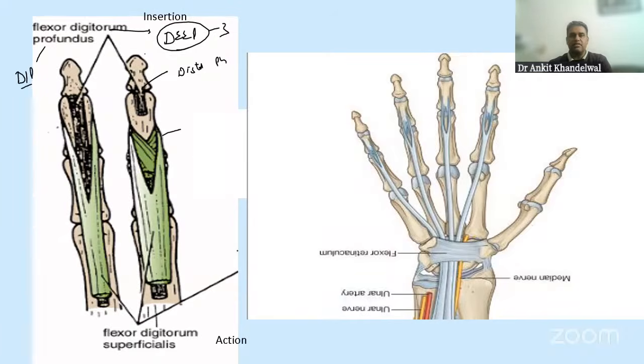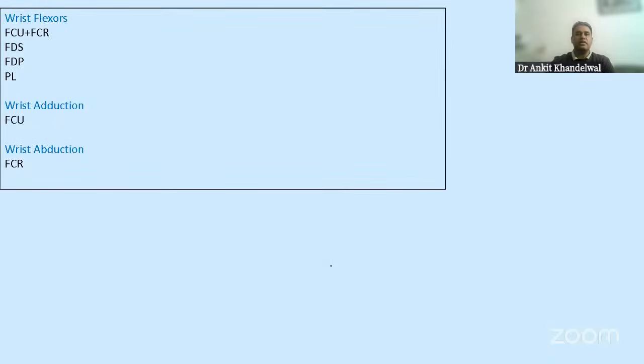But this is the FDS tendon over here. You can see the FDS reaching the middle phalanx. Here also you can see the FDS tendon reaching the middle phalanx. That you understand it. Okay, now just a table over here, so you can note it down or take a screenshot of this.